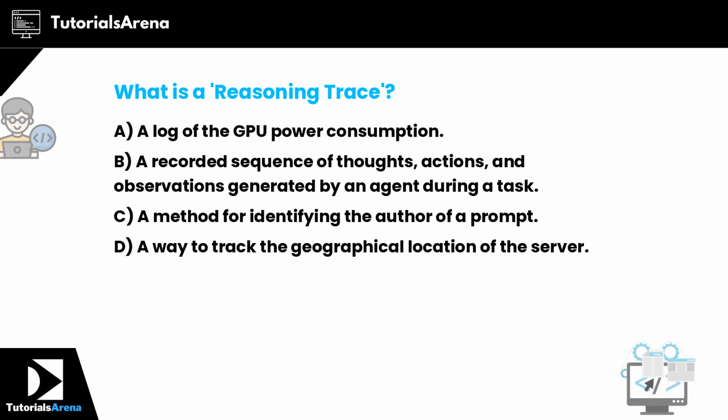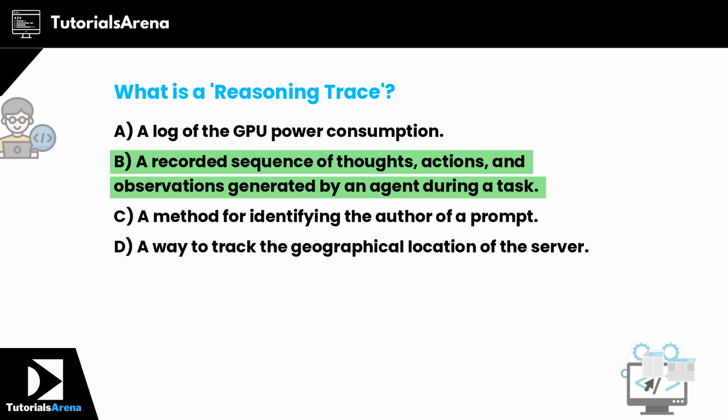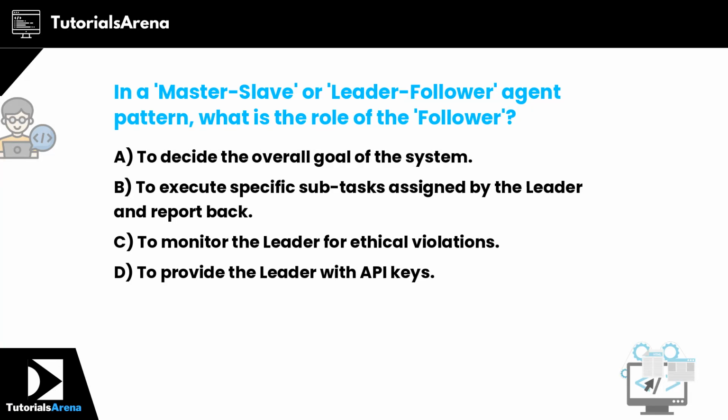What is a reasoning trace? The correct answer is option B. A recorded sequence of thoughts, actions, and observations generated by an agent during a task. In a master-slave or leader-follower agent pattern, what is the role of the follower? The correct answer is option B. To execute specific subtasks assigned by the leader and report back.